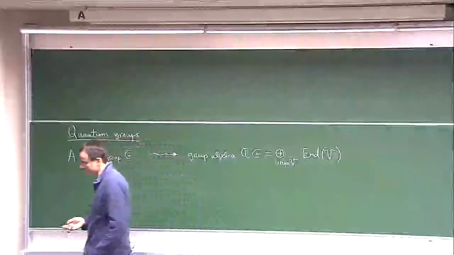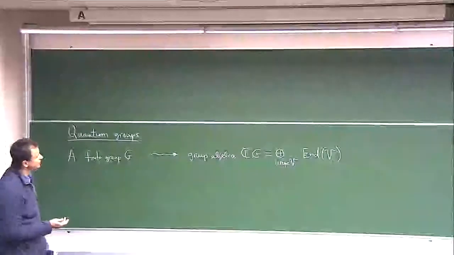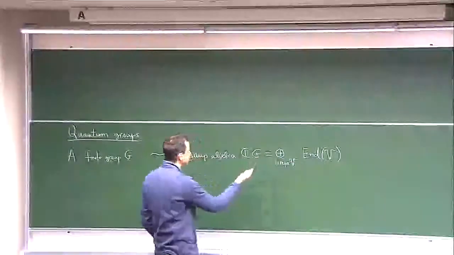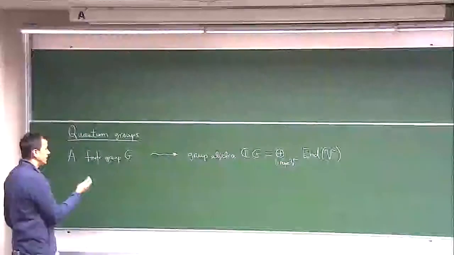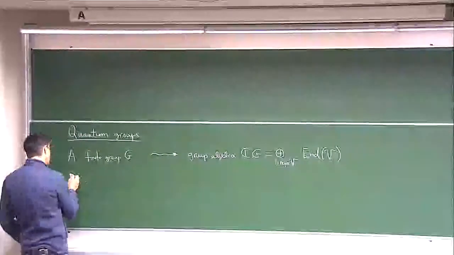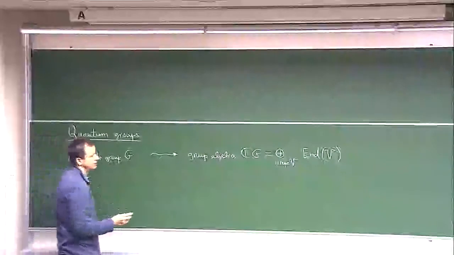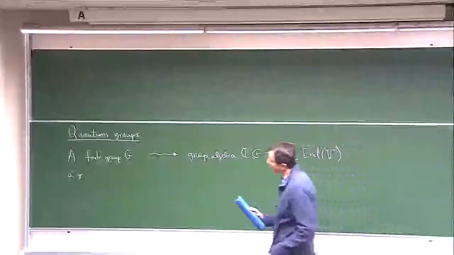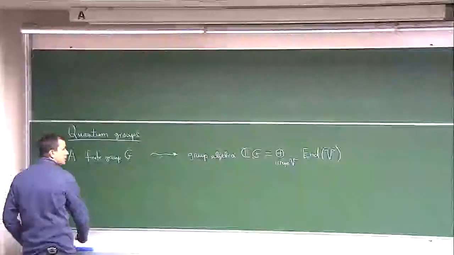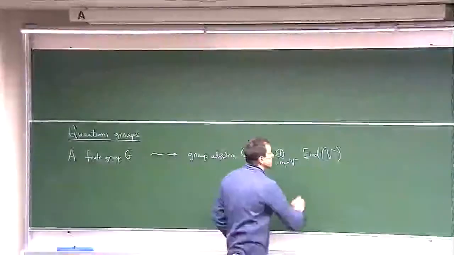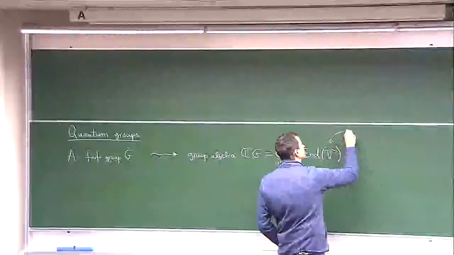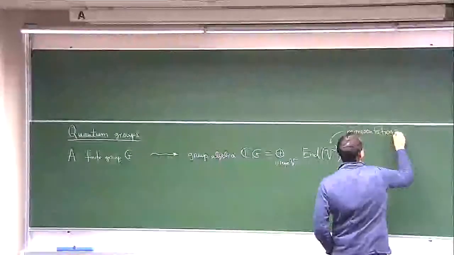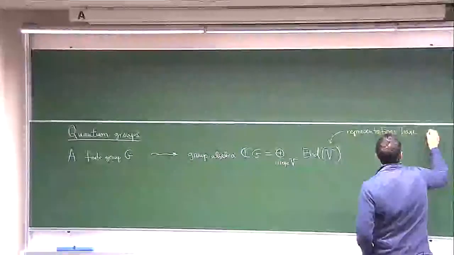The answer to this is the following: this is not just an associative algebra. If we have a group, we have a tensor product of representations. So if we look at the representations of a group, these representations have a tensor product.